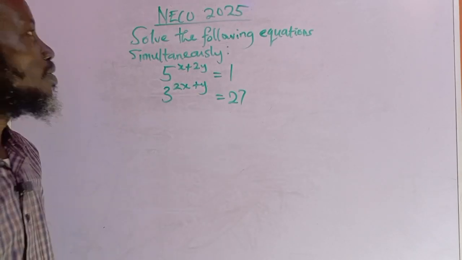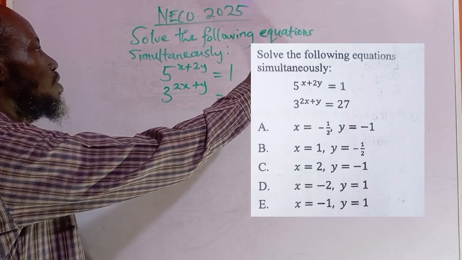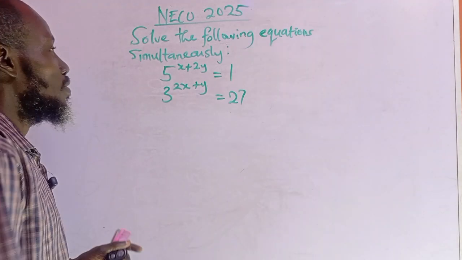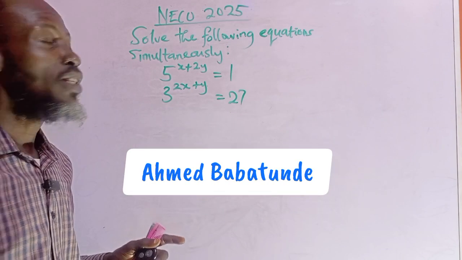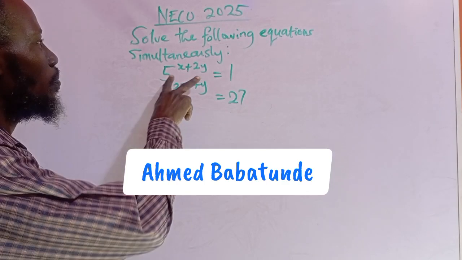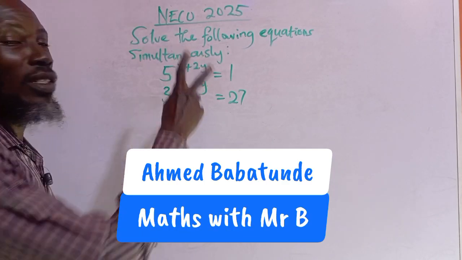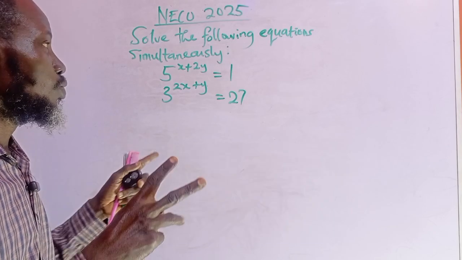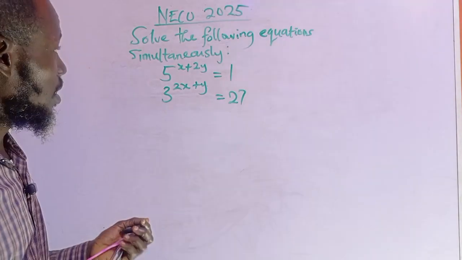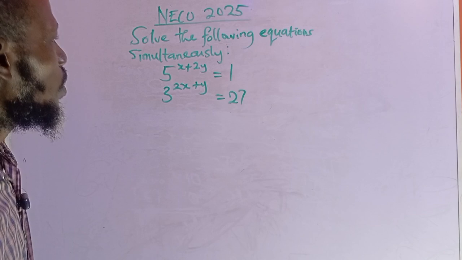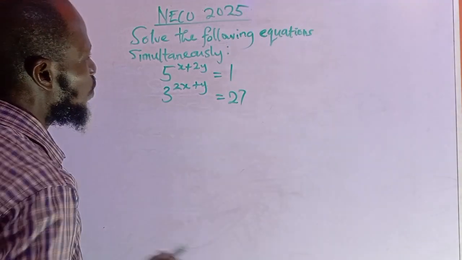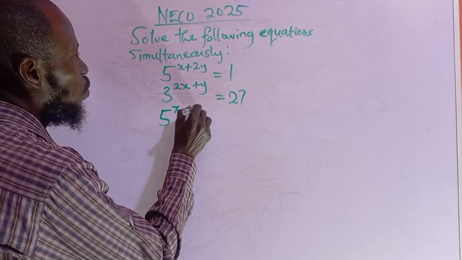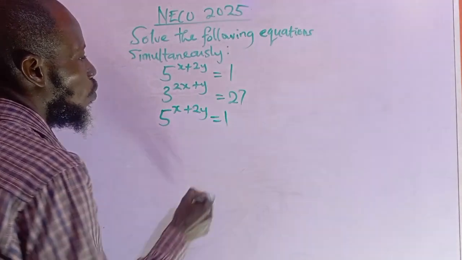Question 2025, solve the following equations simultaneously. So before we can solve these equations simultaneously, we first need to simplify this exponential equation, or say indicial equations. So let's simplify that one after the other. For the first one, we have 5 to the power of x plus 2y is equal to 1.